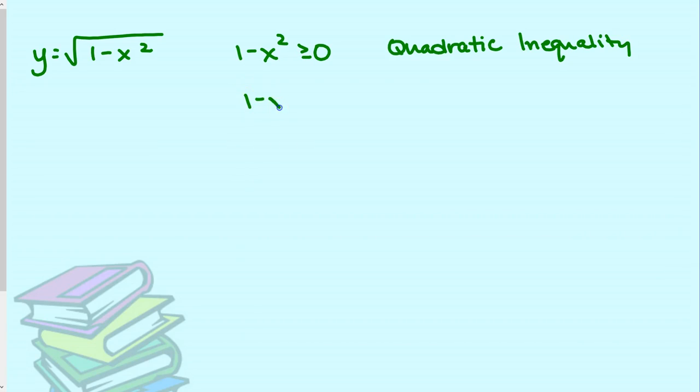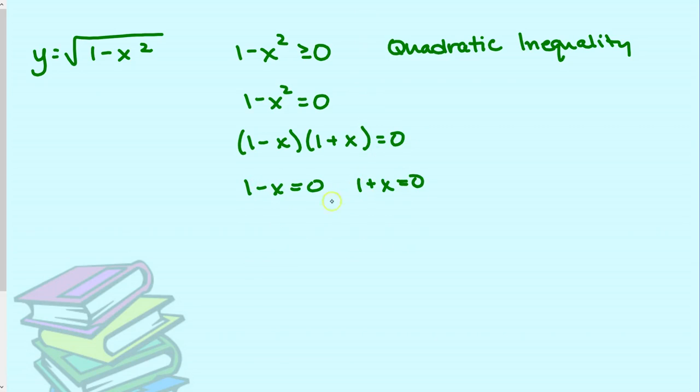So remember that method. First, start by setting it equal to 0 so that you can find your critical points. It turns out this is factorable. So let's factor it, and let's set each factor equal to 0 and solve each of these. And we end up with x equals 1 or x equals -1. Those are the critical points.